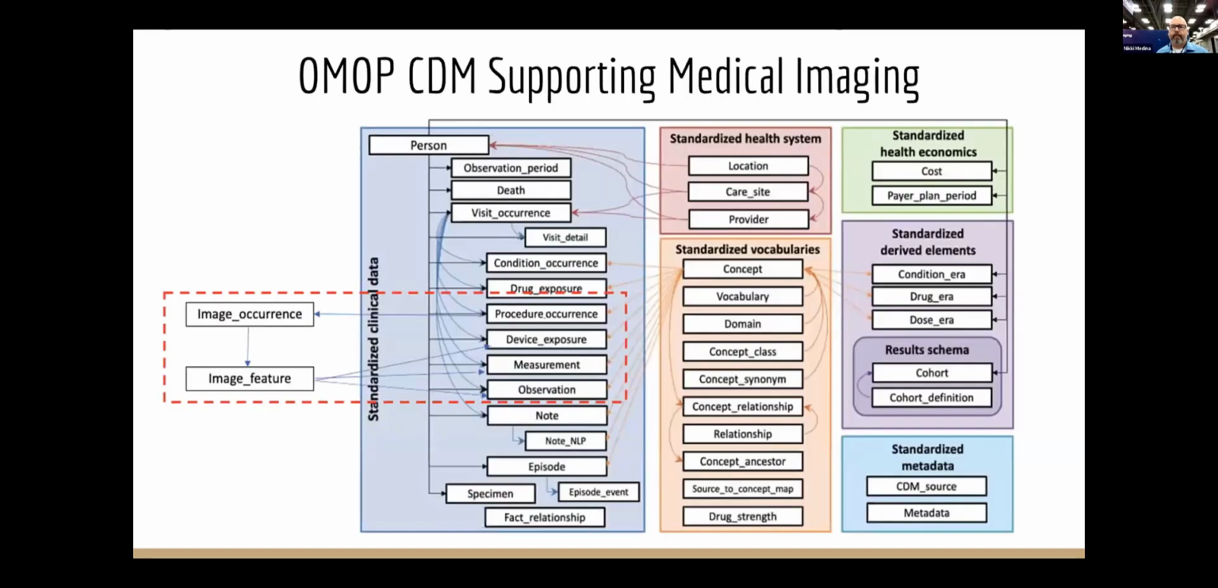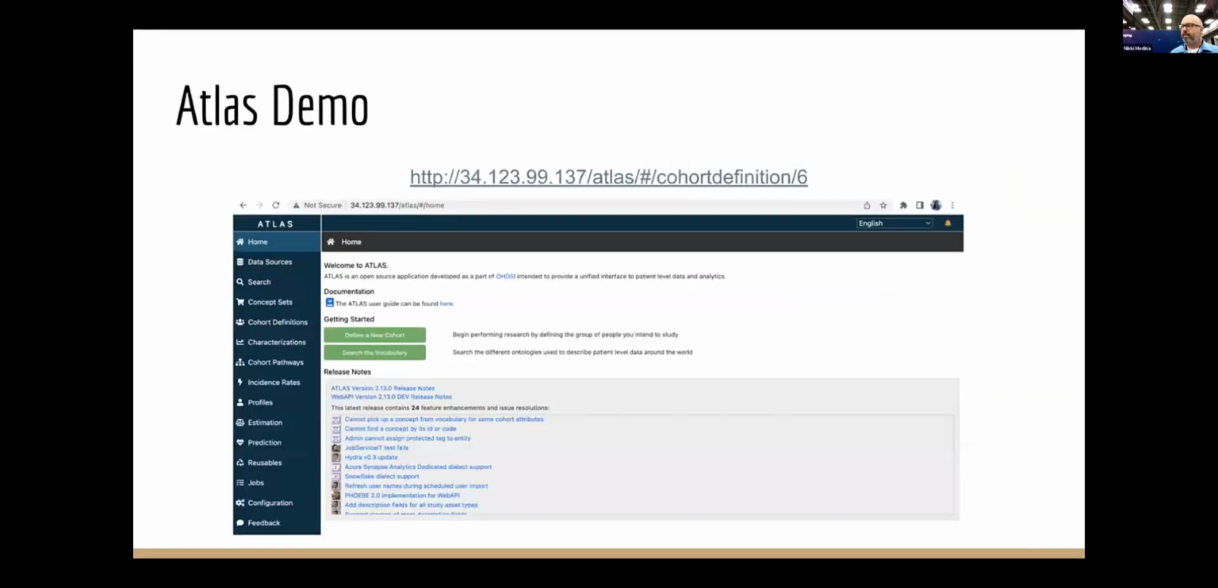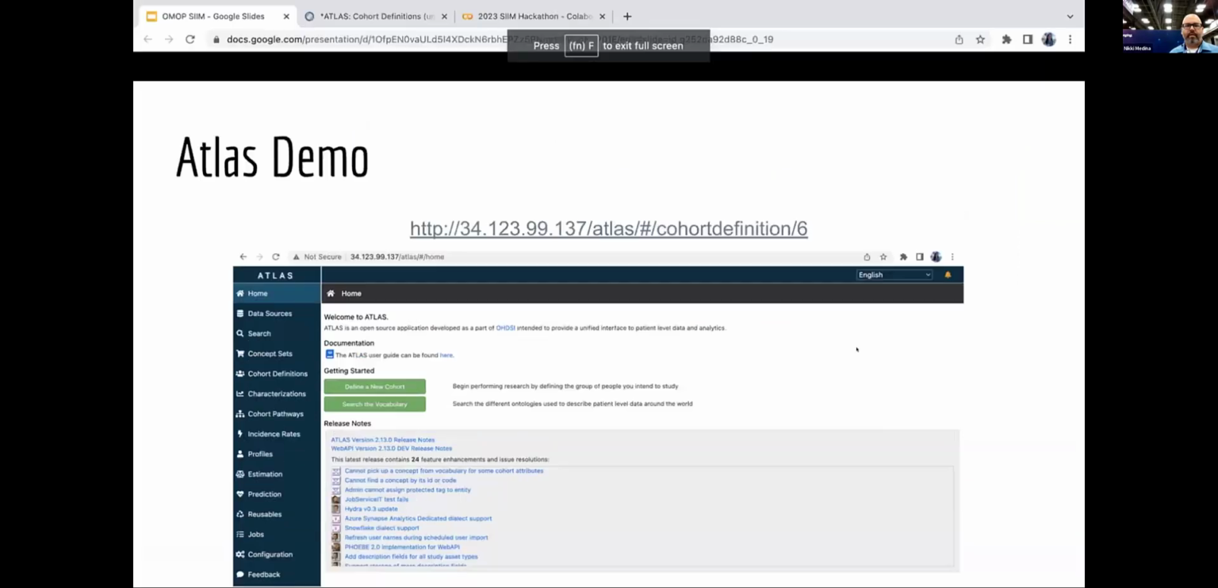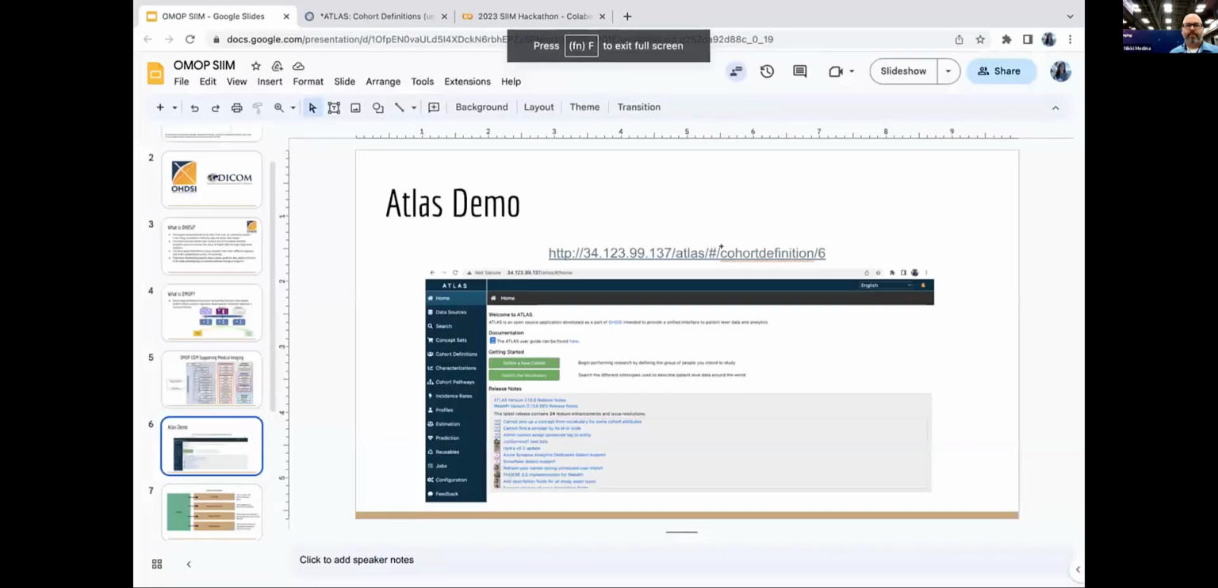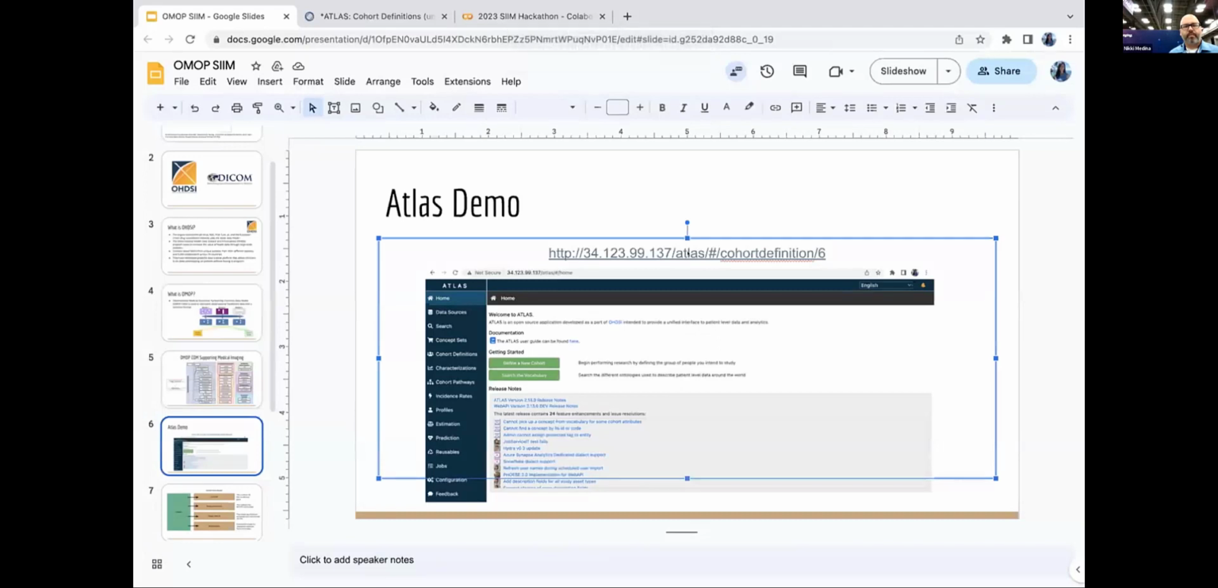So the current OMOP format does not include medical imaging. And how sad is that for all of us? So we are creating two new tables, the image occurrence table and the image feature table in the red box, to include and leverage all the information that is already formatted in the OMOP common data model. And this is a data science platform from the Odyssey community. And I'm going to show you how we are joining forces of DICOM and Odyssey.